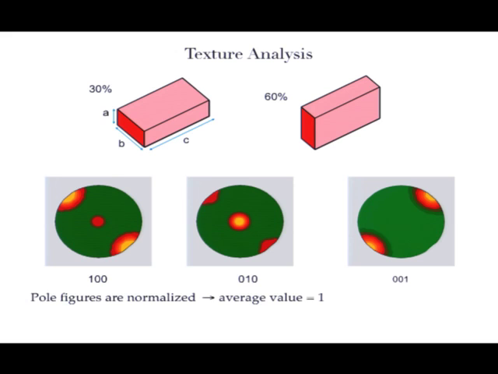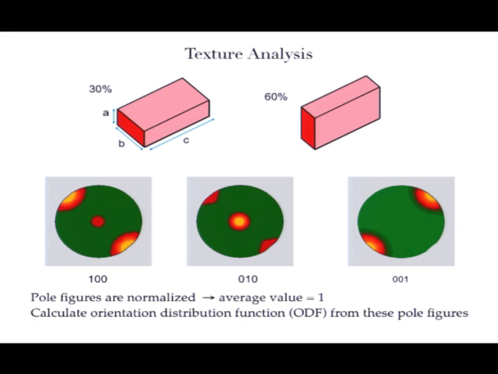So I can add all this information together and calculate what is called the orientation distribution function, the function which describes the volume fraction looking in a particular direction. And if I have this orientation distribution function, this will describe the whole sample, the orientation of the whole sample. So I can, from the ODF, calculate the pole figure for all other reflections.